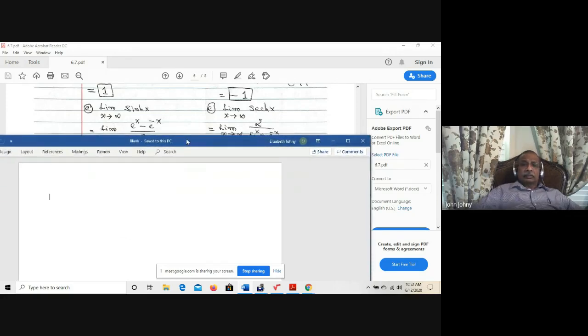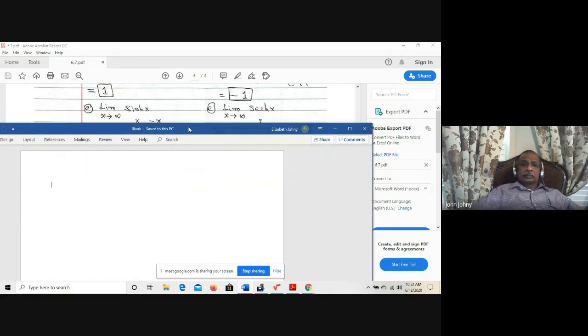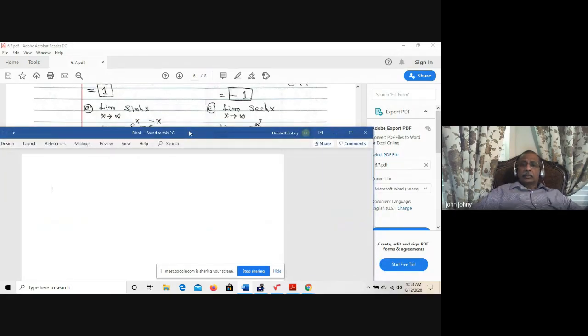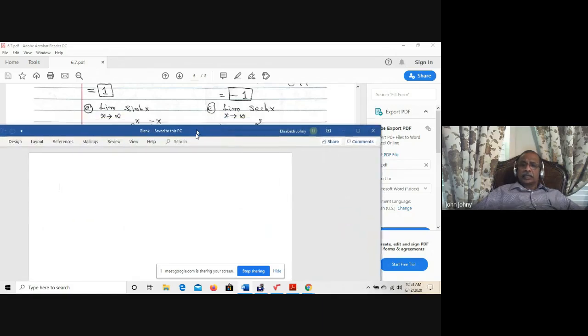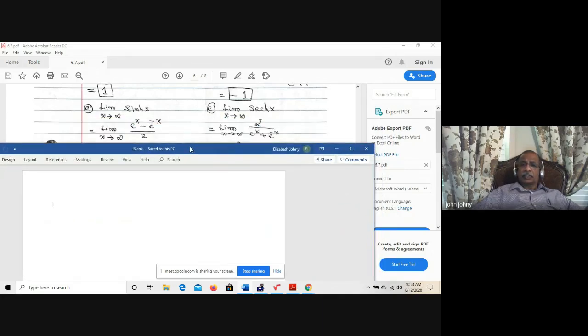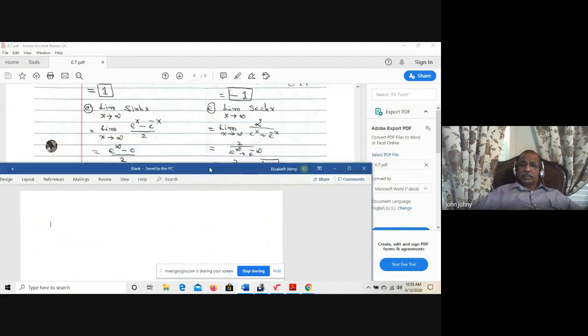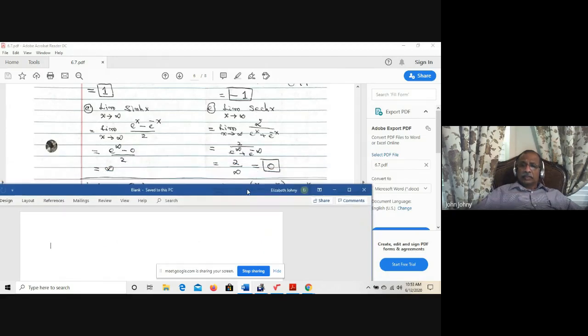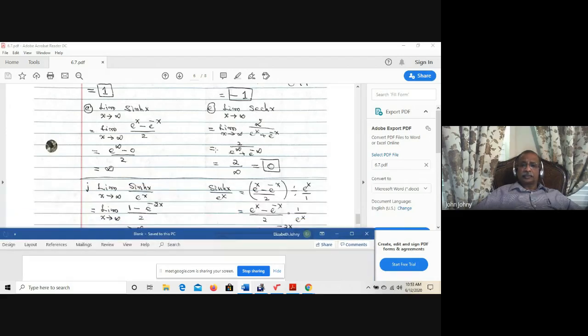Limit as x approaches infinity of sech x. Sech is the reciprocal of cosh. So the limit as x approaches infinity of 2 over (e to the x plus e to the negative x). That is 2 over (e to the infinity plus e to the negative infinity). That is 2 over infinity plus 0. So 2 over infinity, which is 0.